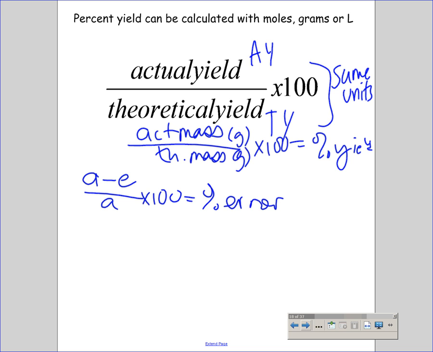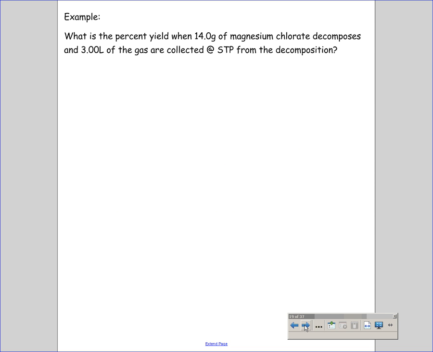Alrighty? Let's do some problems with these then. What is the percent yield when 14 grams of magnesium chlorate, Mg(ClO3)2, decomposes and 3.0 liters of gas are collected at STP from the decomposition? Okay, that's a lot of stuff. Let's figure out what's important. We need the 14 grams. That's going to be our known. What do you think this is?